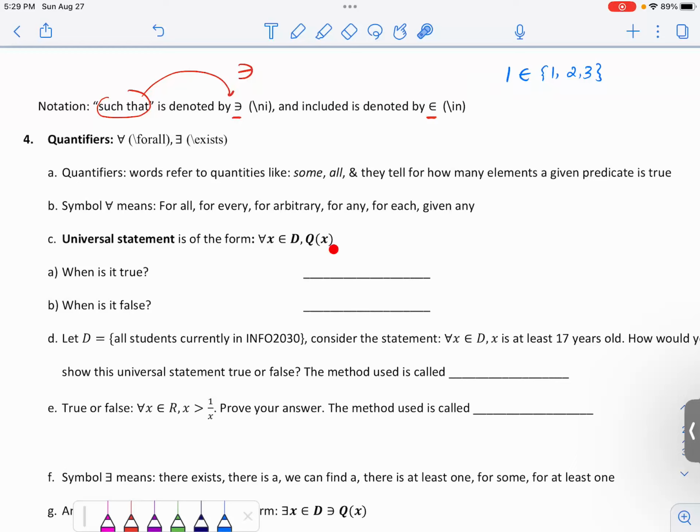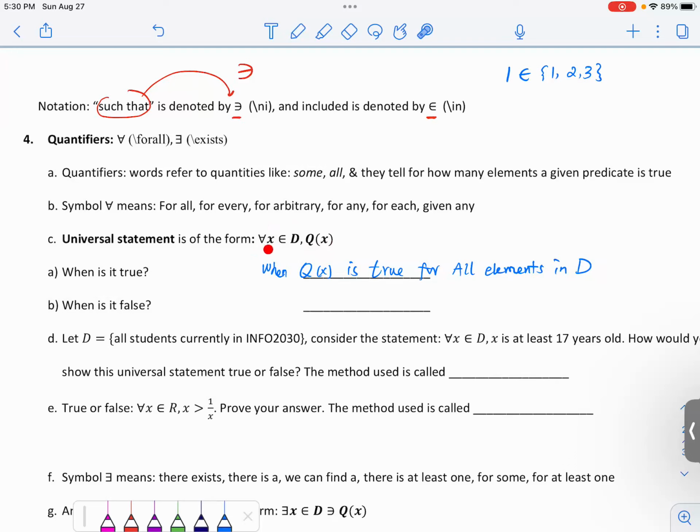Q of x. So this is a predicate. Q of x will be true. So for all x in D, Q of x is true. Now, when is such a universal statement true? Because this is for all x in D, that means when Q of x is true for all elements in this set D. So in other words, when is this universal statement true?